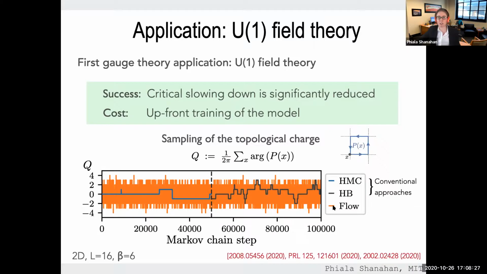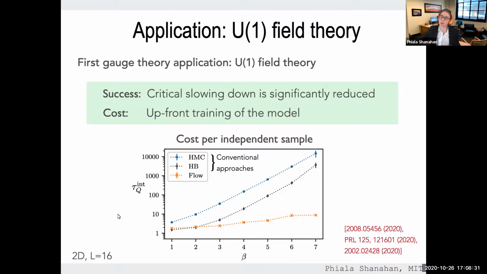If we ask what this means for cost per independent sample, it's what I'm showing here. This is a measure of the autocorrelation time, or a measure of cost, essentially. And on a log axis, you see Hamiltonian Monte Carlo, hybrid Monte Carlo, heat bath. The conventional approaches are diverging exponentially badly along this critical line as the lattice spacing becomes small. And our flow approach is almost flat. So it's orders of magnitude better than the conventional approaches.